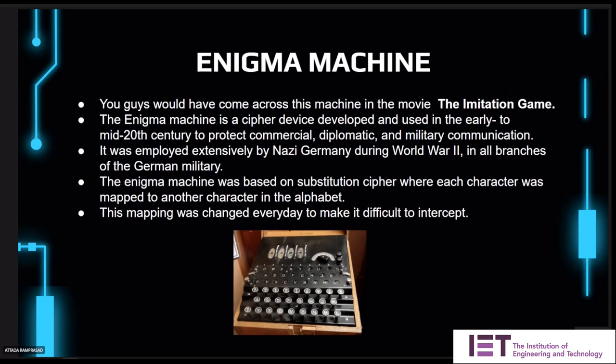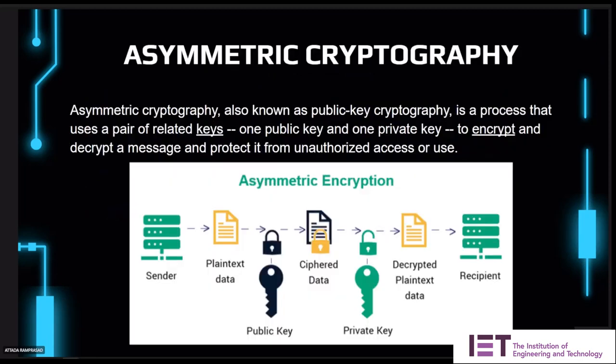Now let us move to asymmetric cryptography. Asymmetric cryptography, which is also known as public key cryptography, is a process that uses a pair of related keys. One is the public key and the other is the private key. Both the public key and private key are used to encrypt and decrypt a message and protect it from unauthorized access or use.